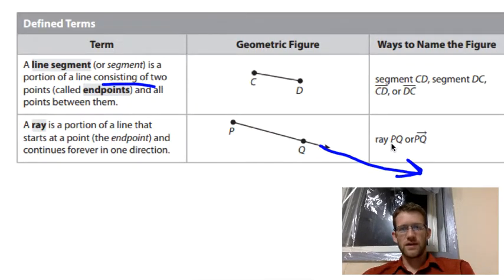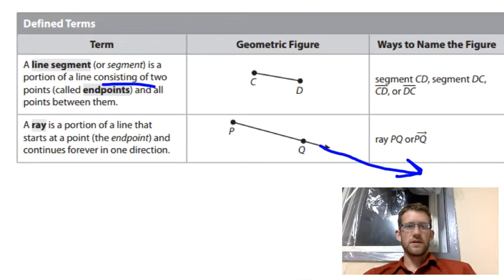So for these guys, we need to specify which one is the finite end, and we do that with the first letter. So if you say ray PQ, it means it starts at P and goes through Q and goes on for infinity. Or you can draw it with this little ray symbol above the top. So those are our 5 definitions.